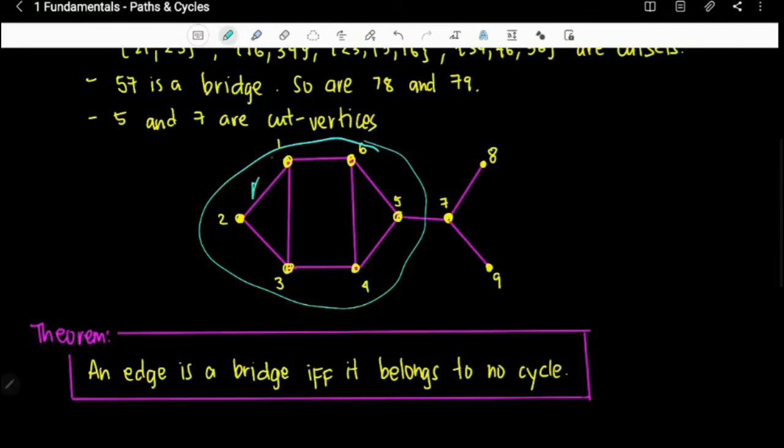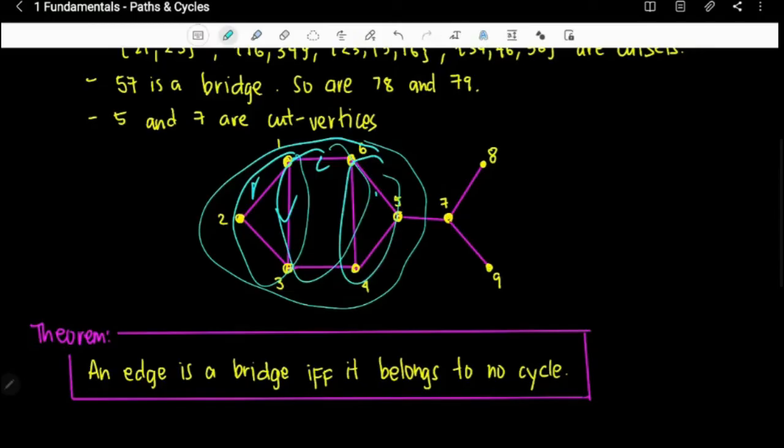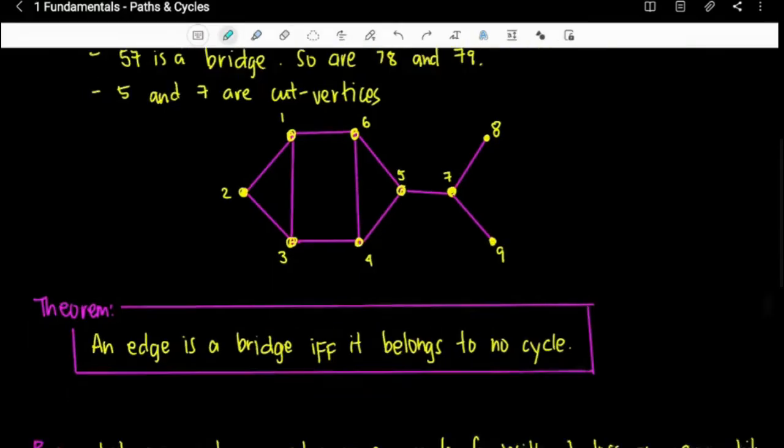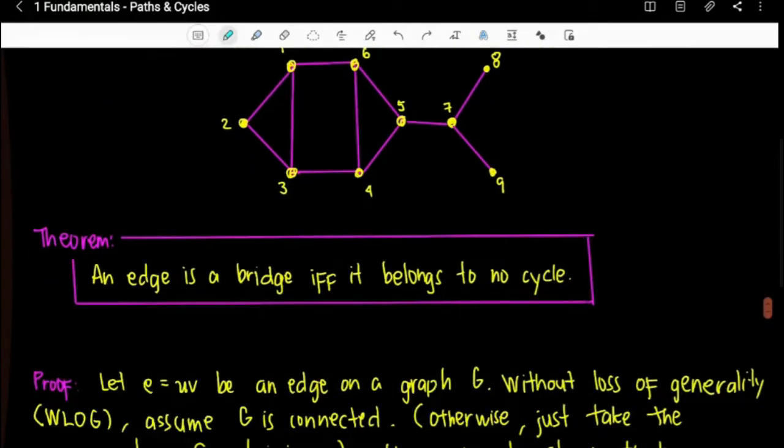This edge is contained in this cycle. This edge may cycle. This edge may cycle. So, basta ang edge ay part ng cycle, it is not a bridge. So, those bridges are the edges that does not belong to a cycle. That's easy to prove. Let's illustrate the proof.